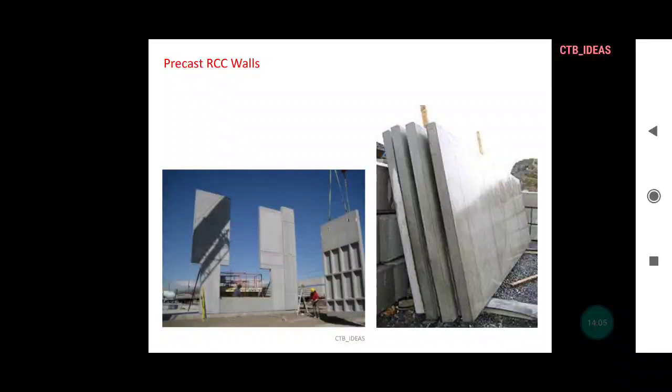Precast walls, you can see these are visually very similar to the precast slabs. The only difference is these are to be assembled vertically. These also come in various thicknesses and various sizes. Depending upon whether it's an external wall, the thickness would be more, and if it's a partition wall or an interior wall, the thickness would be comparatively less.